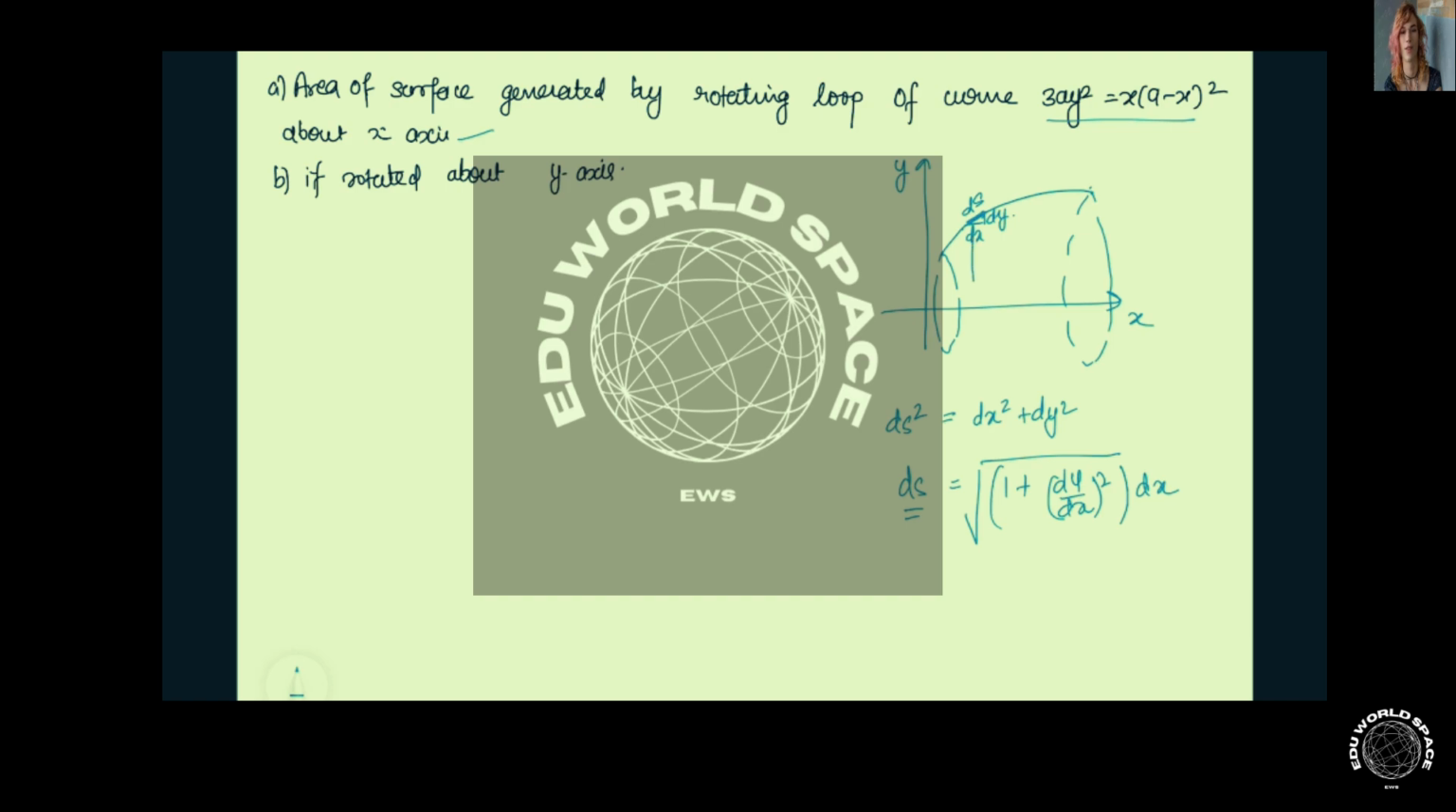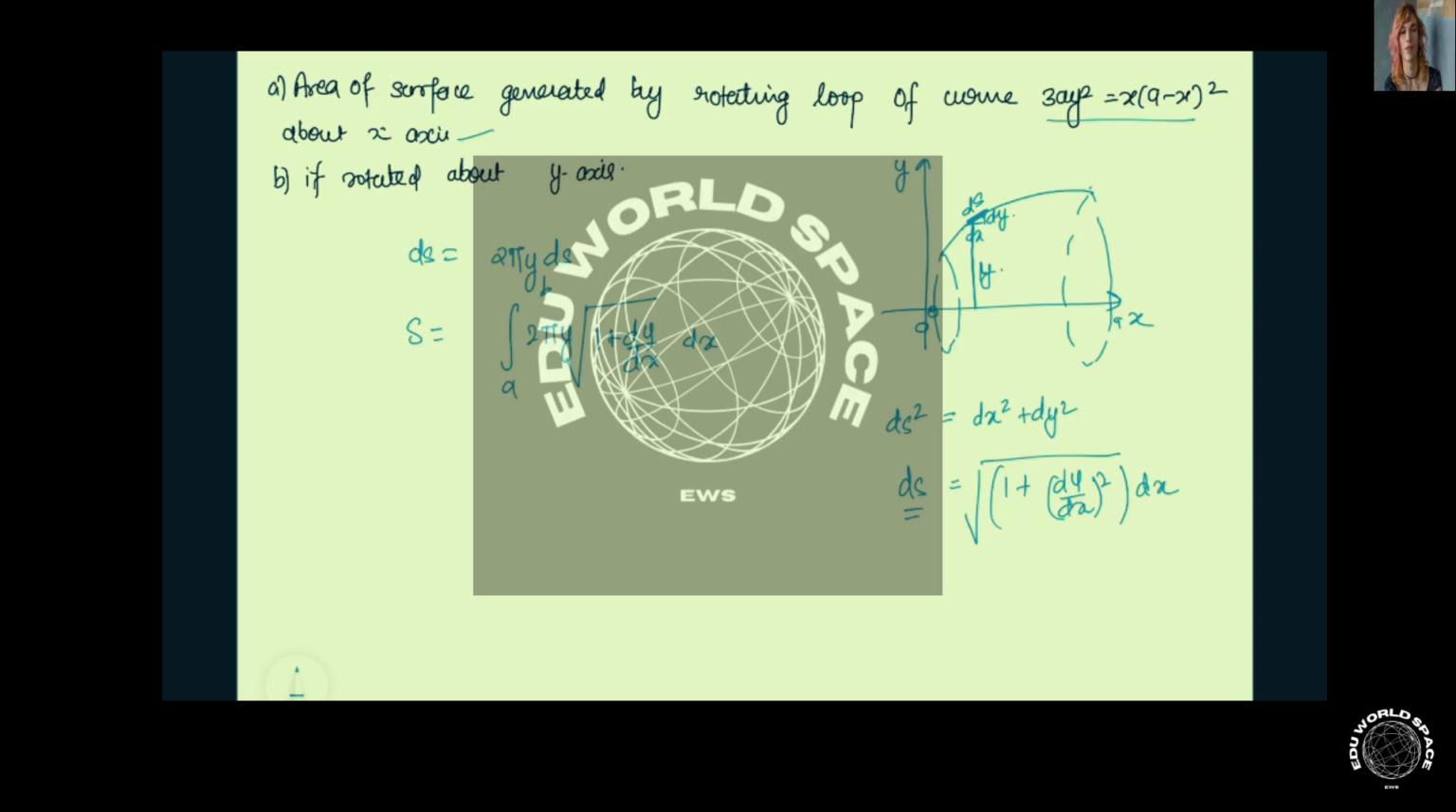Since we need the surface area, it will be the circumference times the height, which in this case is y. So this is the radius times the circumference, and we can write the small part of the surface area as 2πr, which is y, times this length ds. Now the total area will be the integration of 2πy times the root of 1 + (dy/dx)² dx, where x ranges from the starting point to the ending point, so let's take that as a to b.